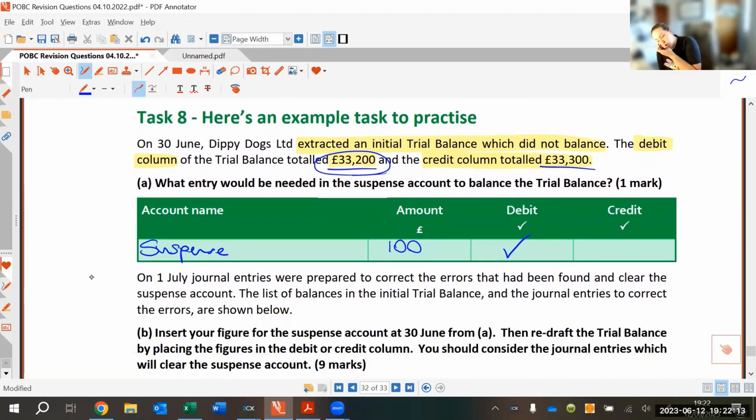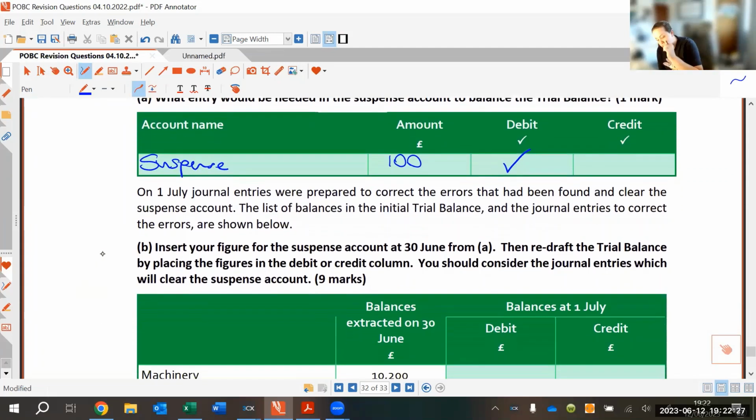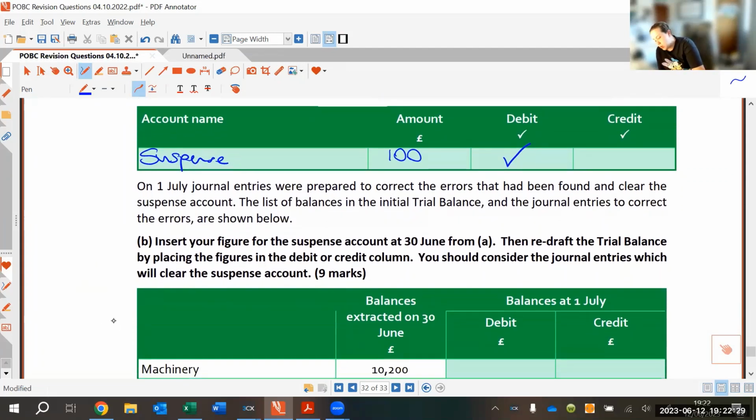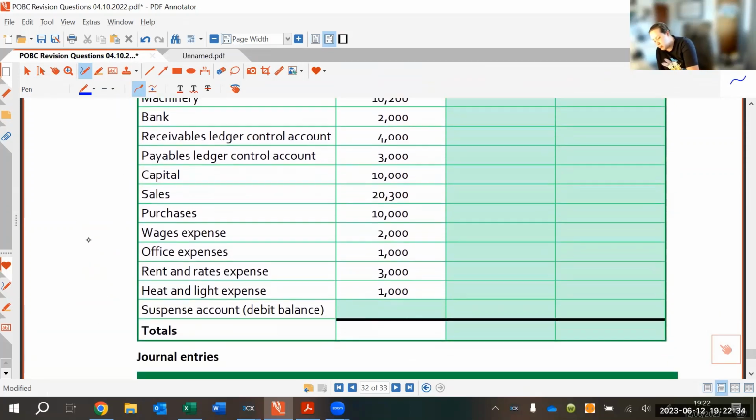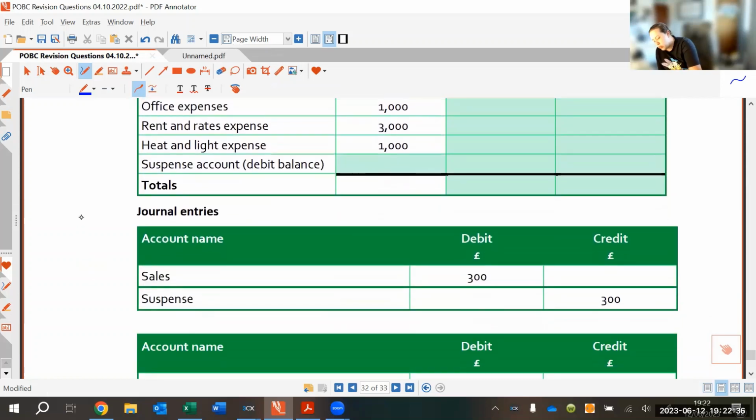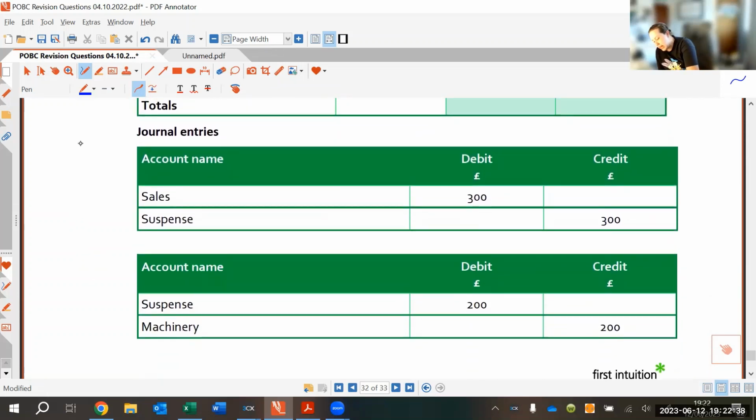So the next day, the journal entries were prepared to correct the errors that have been found and clear that suspense account over. A list of the balances in the initial trial balance is shown below, along with the journal entries that have been provided to correct the errors. So here's our trial balance. There's quite a lot of accounts on this. And then underneath, you've got 2 journals. You can see that we've had to adjust the sales account and the machinery account, and both of them have involved the suspense account.